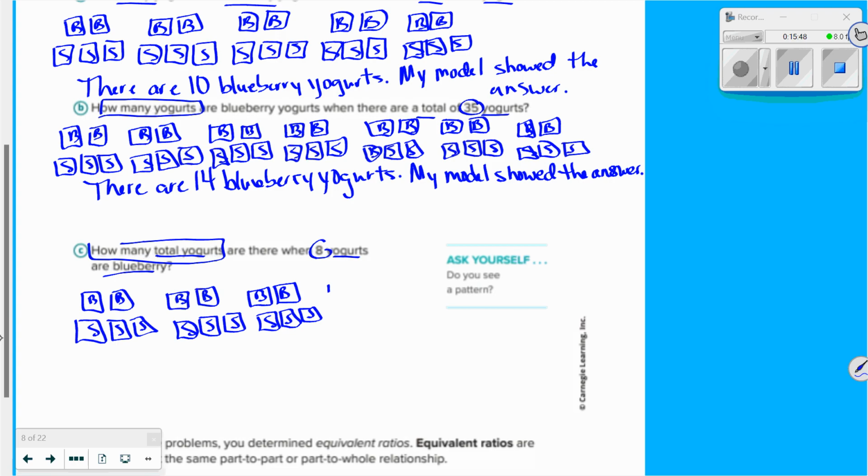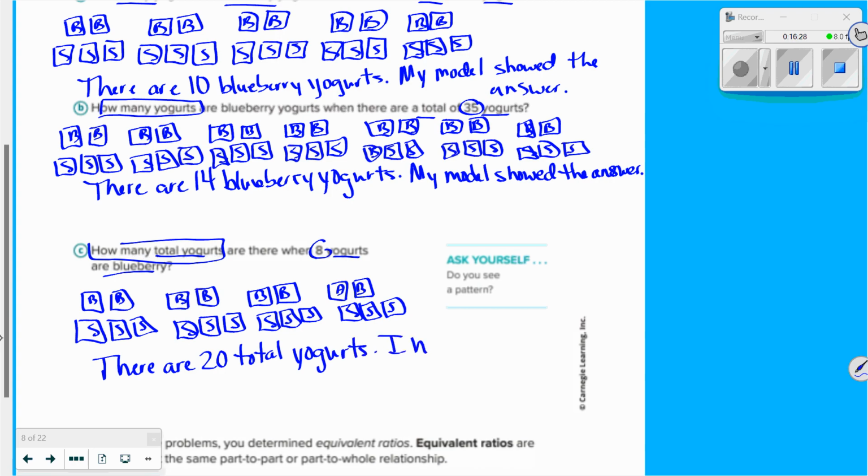And how many total do I have? 4 sets of 5, correct? 4 sets of 5 means how many total yogurt? 20. So there are 20 total yogurt. 4 sets of 5.